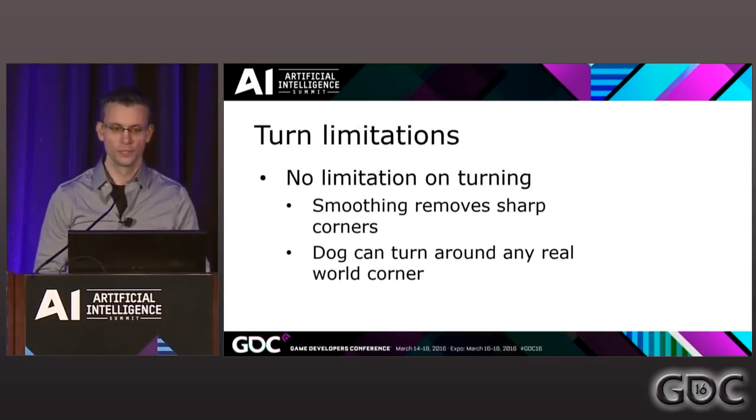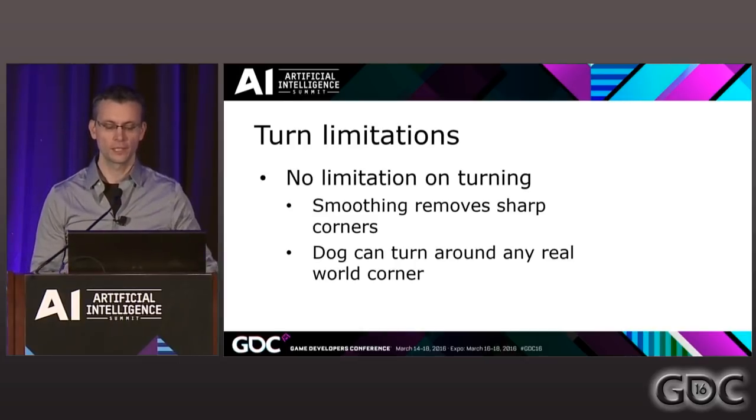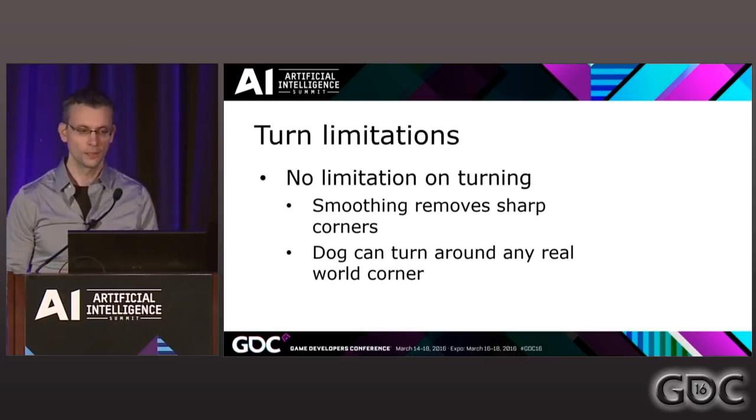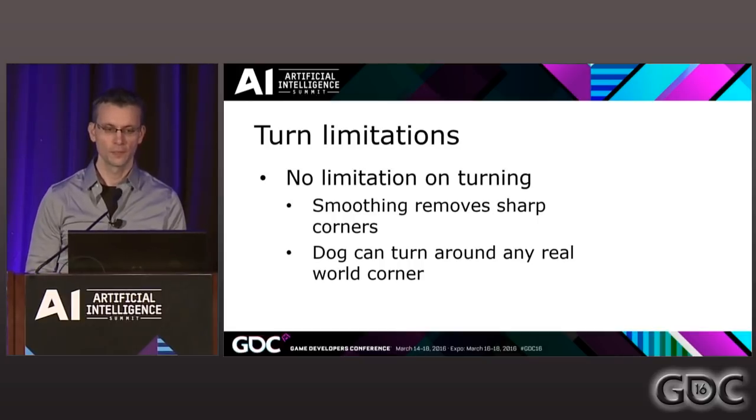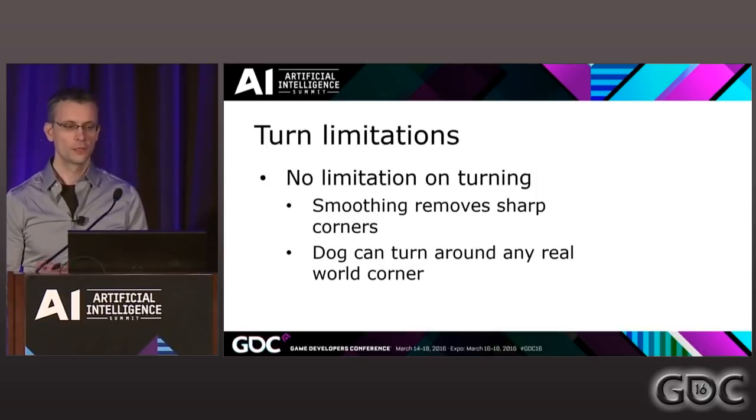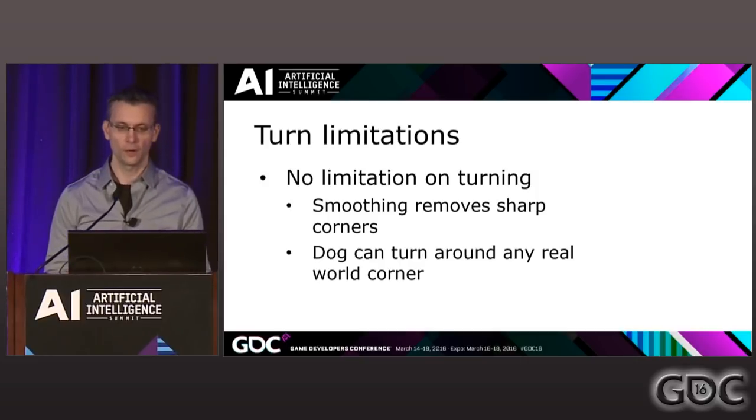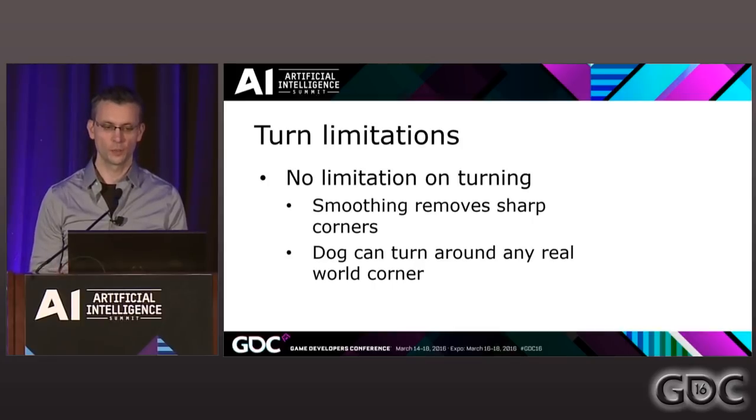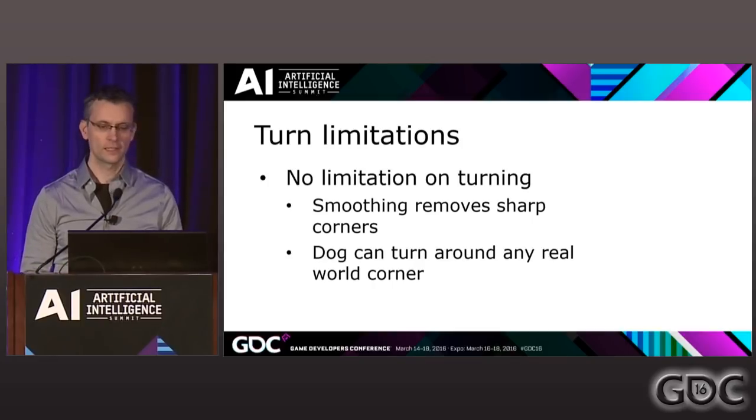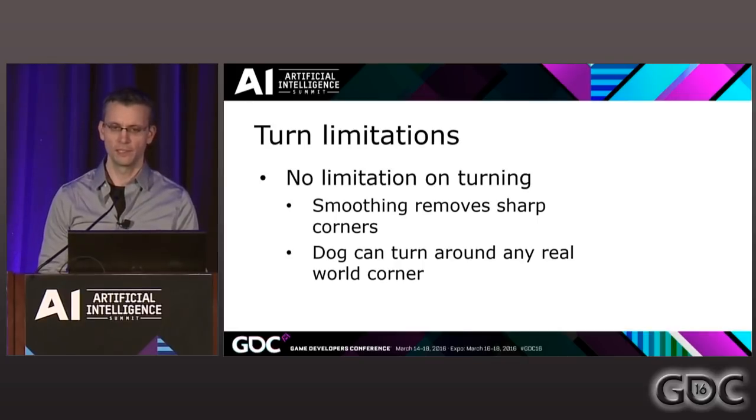Normally, in situations like this, we need to take turn radius into account for the path we build. Fortunately for us, though, our dog has a very good turning radius. And because we do a smoothing post-processing step on our path, that removes all the sharp corners. And finally, as it turns out, in real-world situations, there just aren't any really, really nasty corners.